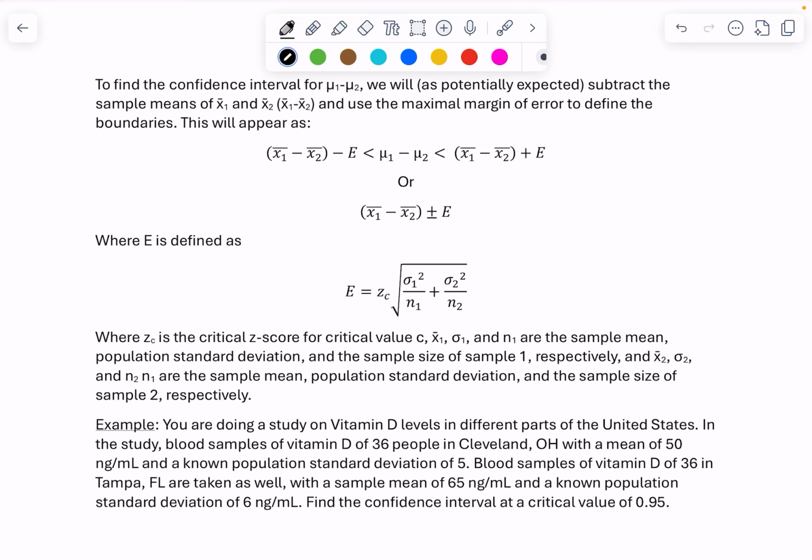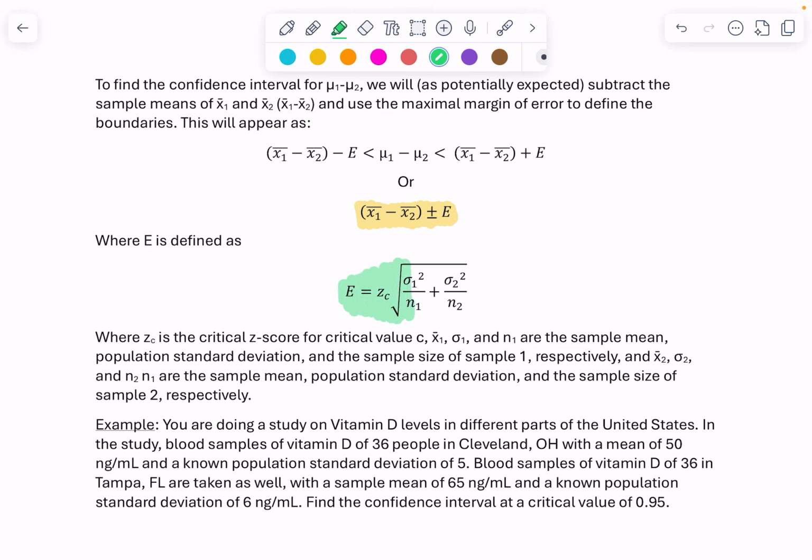And as we talked about with all of our confidence intervals, to create those boundaries, we're going to have to use that maximal margin of error again, okay? So rewritten, we see that our confidence interval is going to be whatever our difference of means is, and we're going to add or subtract our margin of error to get those boundaries, okay? And here we define the margin of error in this equation that I'm highlighting in green.